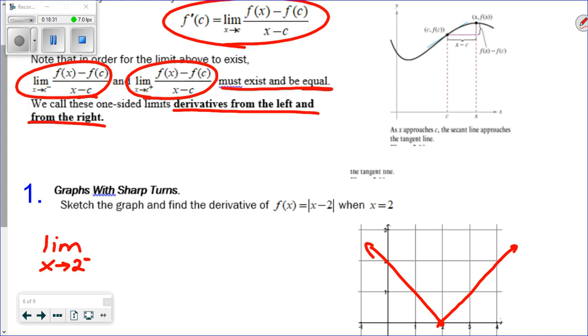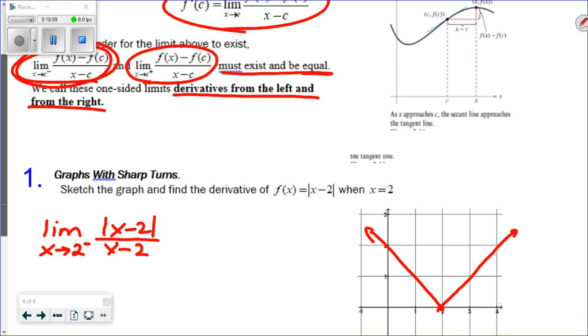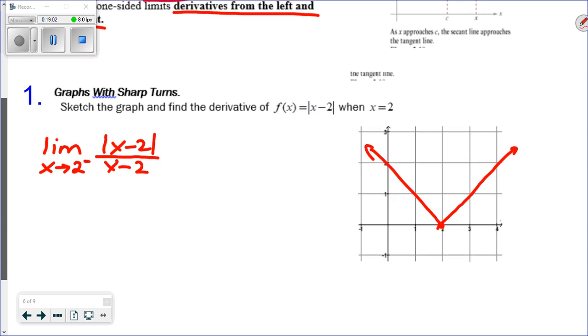Because we want to basically find this limit, because we're really trying to find the derivative here. So this would end up being the absolute value of x minus 2 minus f of 2, and f of 2 minus 2 is 0, absolute value of 0 is 0, all over x minus 2, okay? That's ultimately the limit that we're trying to find.